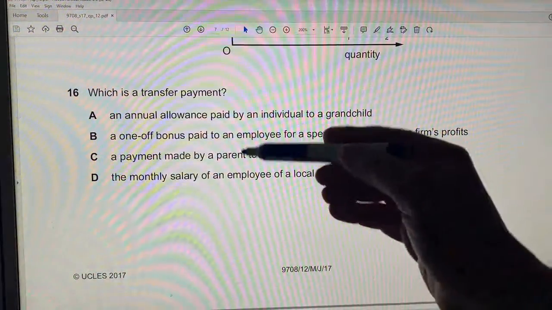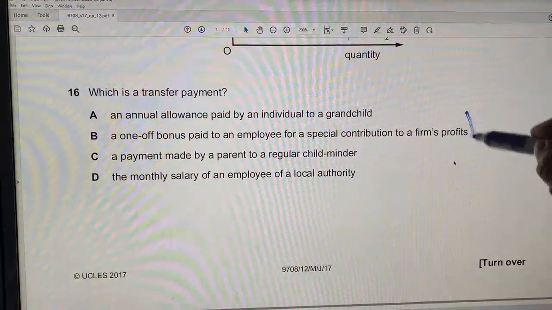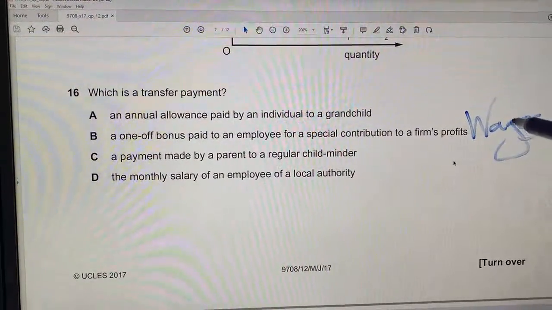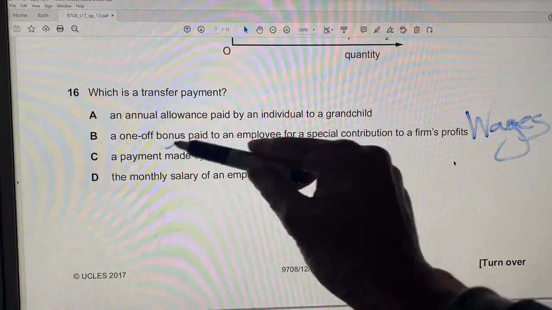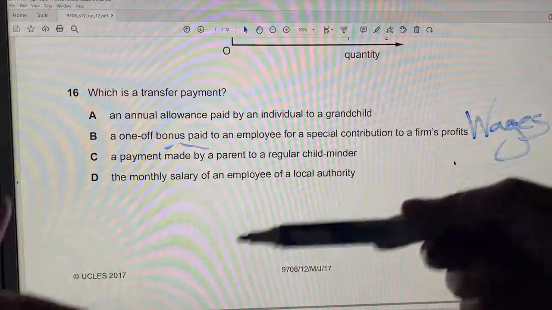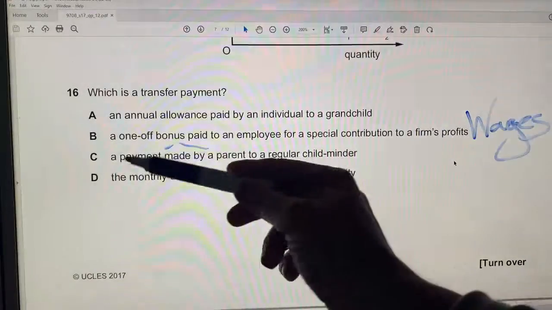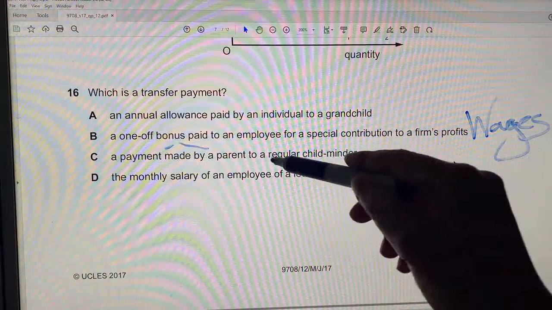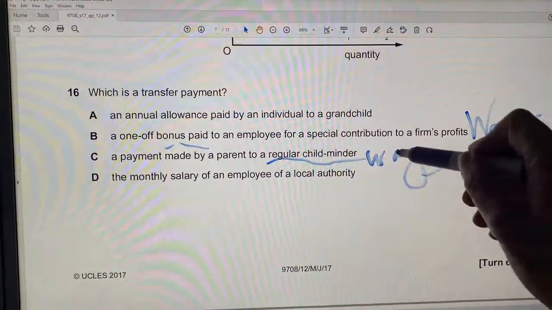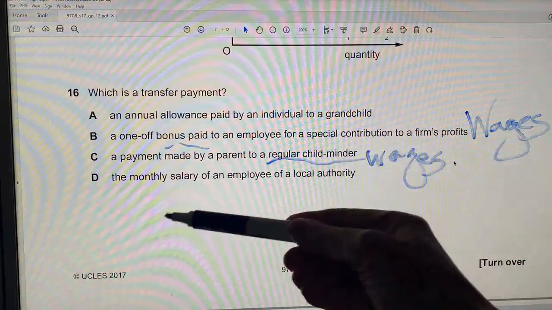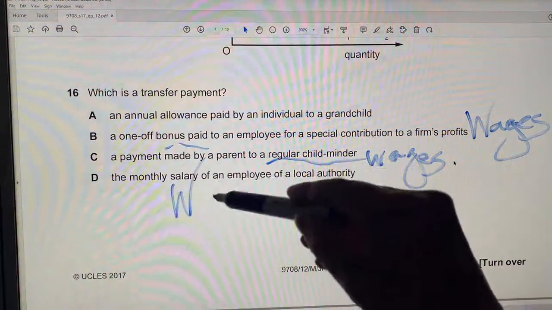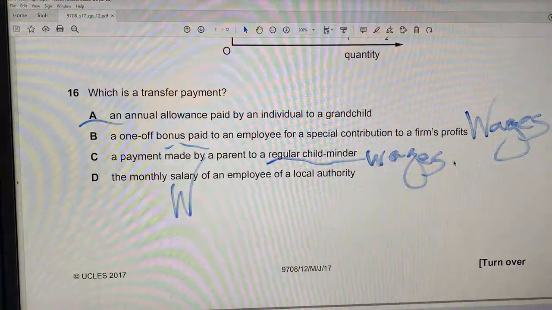A one-off bonus paid to an employee for a special, that's wages, right? And C says a one-off bonus is wages. So they were paid for work. There's an exchange there. Pay you some money, you work. A payment made by a parent to a regular child minder, that's wages. A regular child minder, a babysitter. And D says the monthly salary of an employee, that's also wages. So the answer must be A for 16.